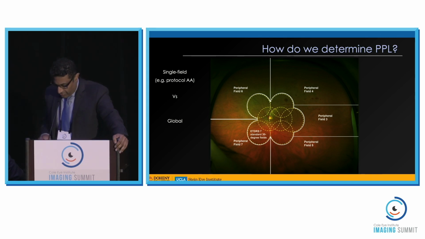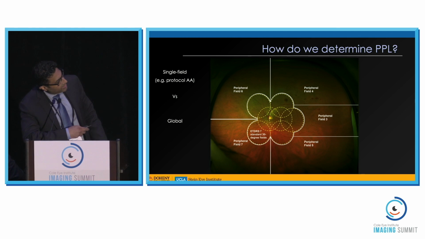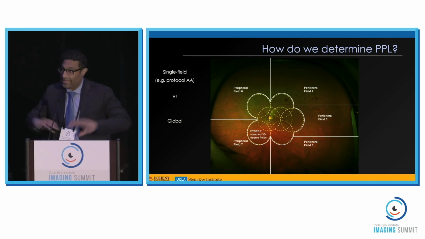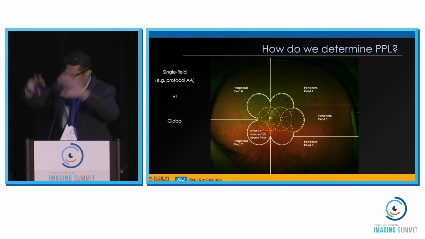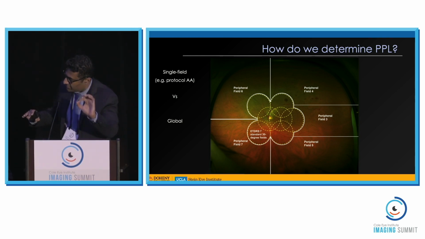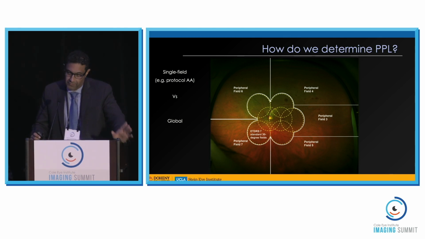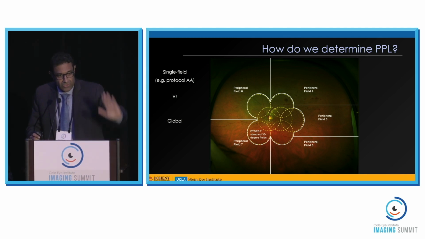In Protocol AA, the research group said, we can look at each of these 5 ETDRS fields that are at the edge, ignoring fields 1 and 2, and then look at their corresponding peripheral field. Basically they said if there are more extensive lesions in any of the peripheral fields compared to its corresponding ETDRS field, that eye is predominantly peripheral. It didn't matter if the other fields didn't show that. As long as a single one of those pairs showed more lesions in the peripheral field, that case was determined to be PPL.